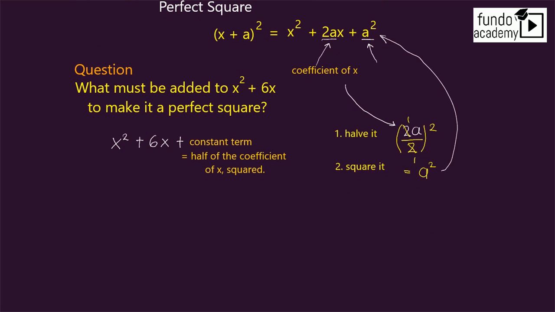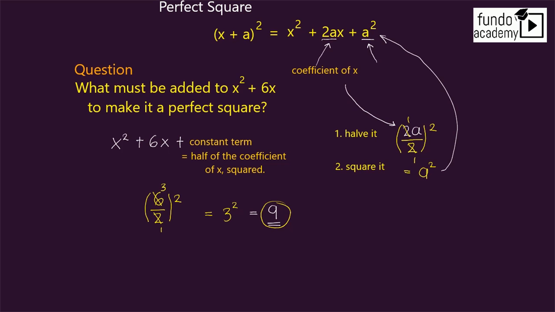So how do we find that constant term? We are saying it's half of the coefficient of x, squared. The coefficient of x is 6, and half of that squared is 6 over 2 squared, and that will give us 3 squared, which is equal to 9. So what has to be added to x squared plus 6x to make it a perfect square is 9. So that's simply how we can complete the square. That's how we can make a quadratic expression a perfect square, by adding the constant term, which in this case is half of the coefficient of x, squared.